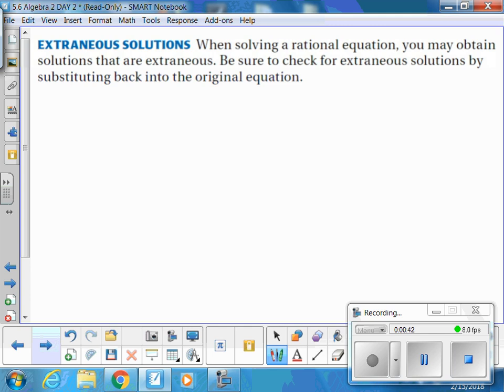There's nothing to write down on the slide, but it's just warning you, there could be extraneous solutions. Just be aware of that and check for that, which we did last night, so no problem. I'm gonna go ahead and tell you the goal of the day, though. I think that'll help if I do that. I forgot to do it in my last class.